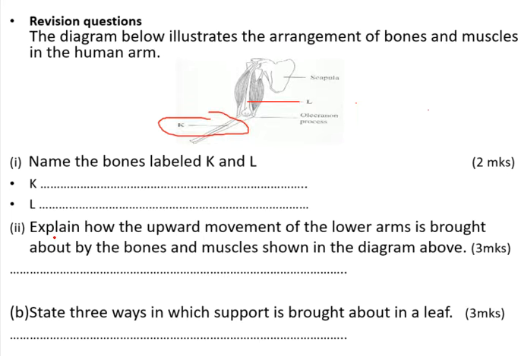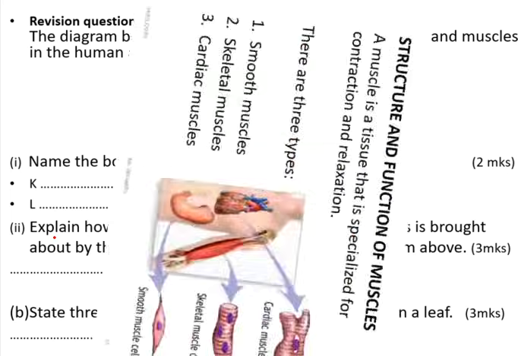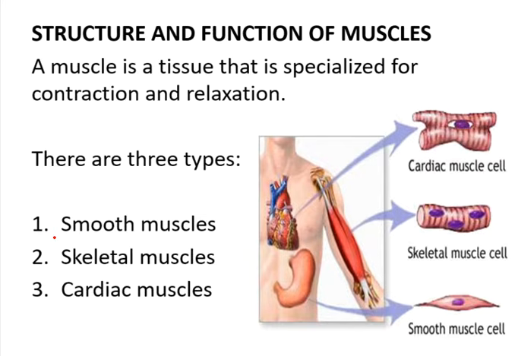Then, three ways in which support is brought about in a leaf. We shall skip that one and move to structure and function of muscles.